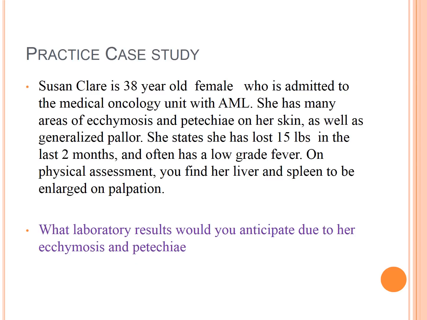So, practice case study. This will be talked about in class. Susan Clare is a 38-year-old female, admitted to the med oncology unit with AML. She has many areas of ecchymosis and petechiae on her skin, as well as generalized pallor. She states she's lost 15 pounds in the last 2 months and often has a low-grade fever. On physical assessment, you find her liver and spleen to be enlarged on palpation. So what lab results would you anticipate due to her ecchymosis and petechiae?